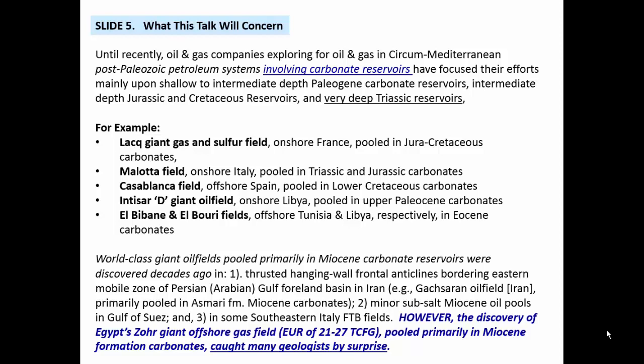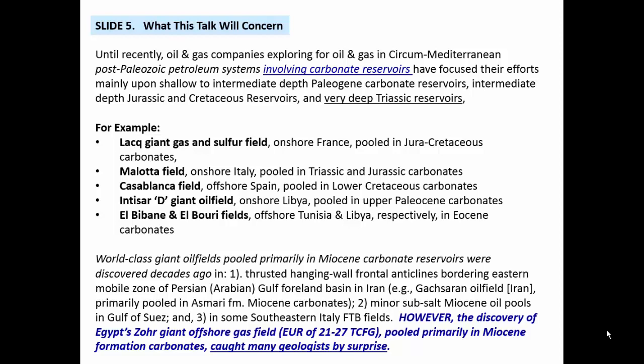Examples of these would be giant gas and sulfur fields onshore France in the Aquitaine Basin, in Jura-Cretaceous carbonates. Malossa Field, onshore Italy, is pooled in Triassic and Jurassic carbonates. Casablanca Field offshore Spain, pooled in Lower Cretaceous carbonates. Idris A and D, giant oil fields offshore Libya, pooled in Upper Paleocene carbonates. And El Bibane and El Bouri Fields offshore Tunisia and Libya respectively, just in the general zone, Eocene carbonates.